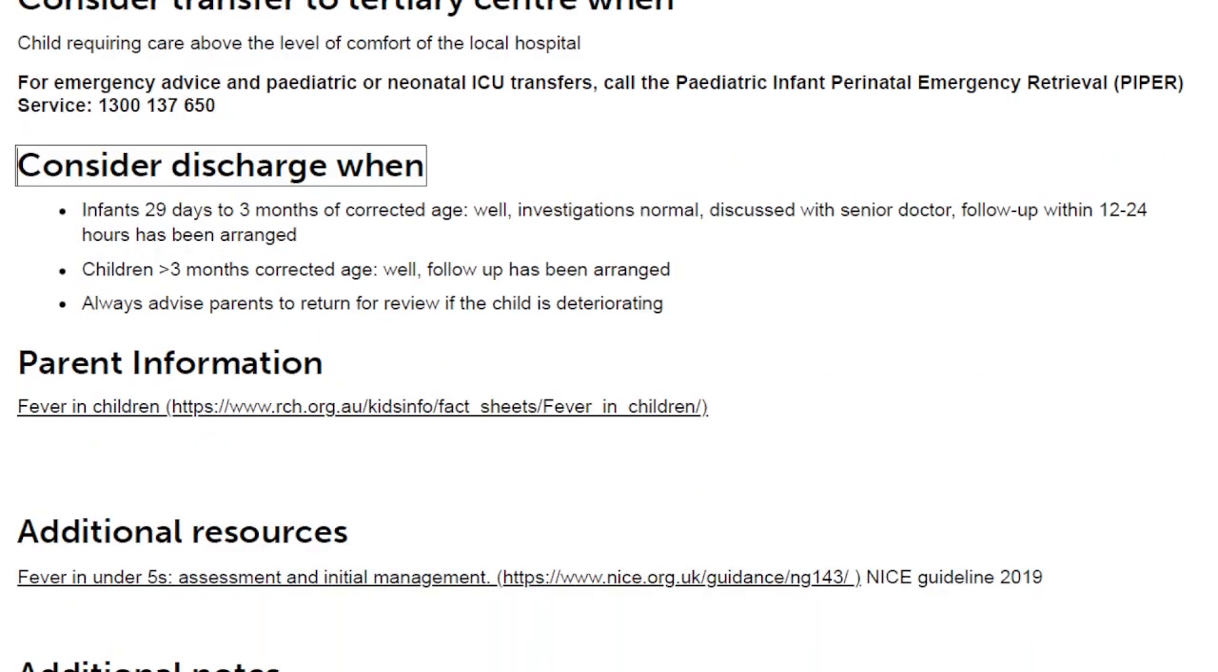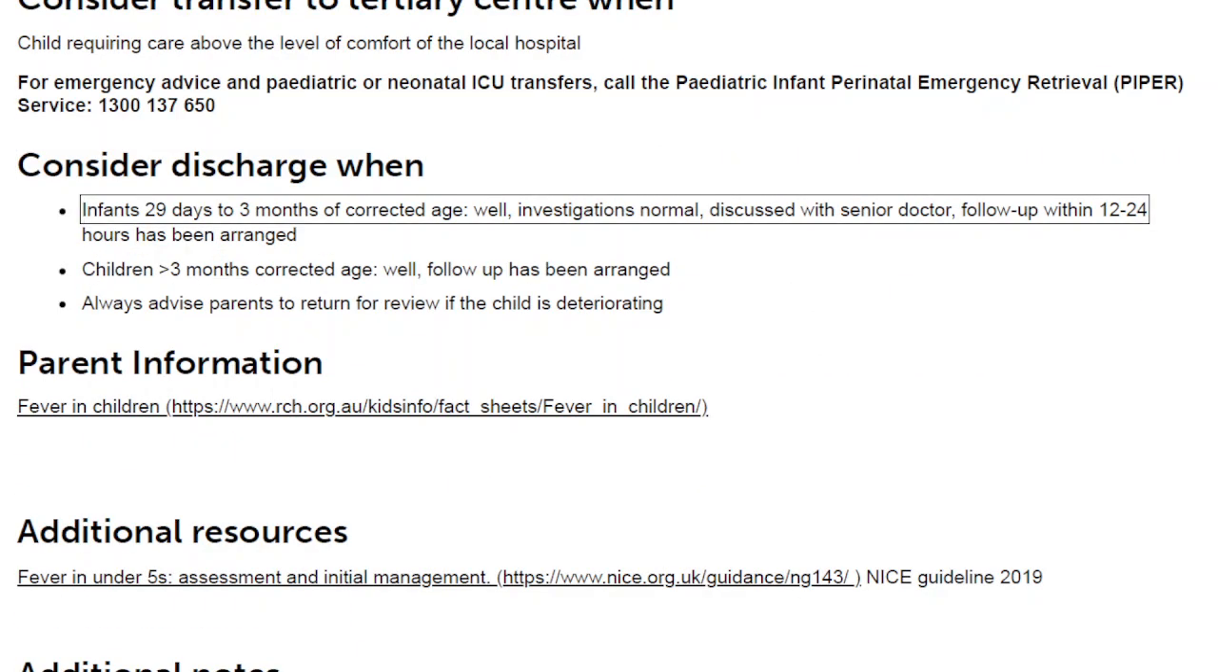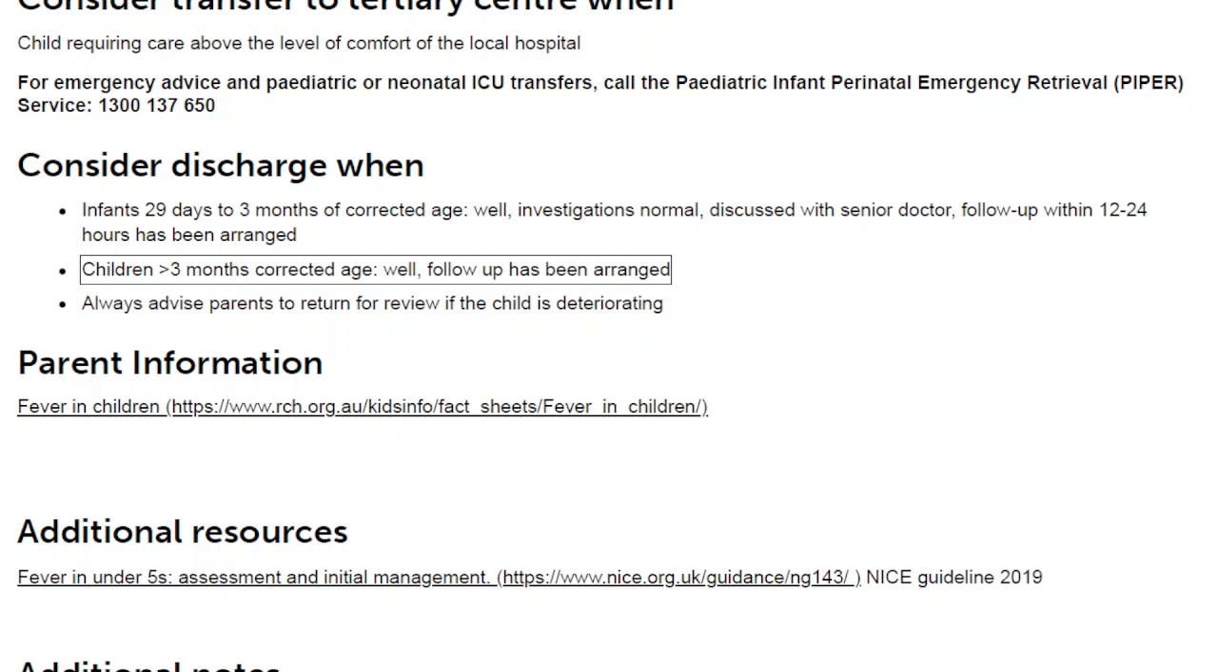Consider discharge when: infants 29 days to 3 months of corrected age, well, investigations normal, discussed with senior doctor, follow-up within 12 to 24 hours has been arranged. Children greater than 3 months corrected age, well, follow-up has been arranged. Always advise parents to return for review if the child is deteriorating.